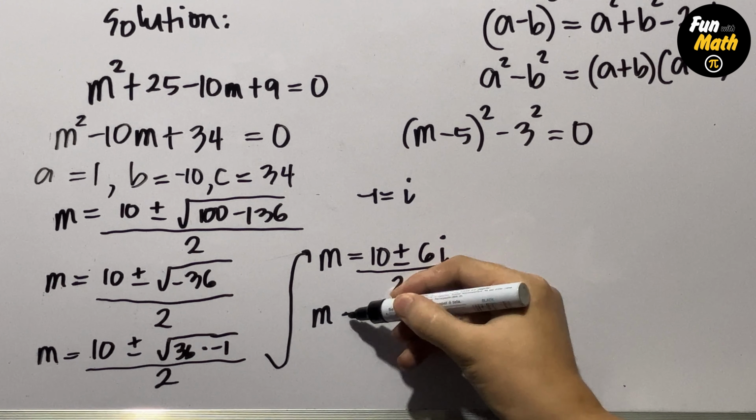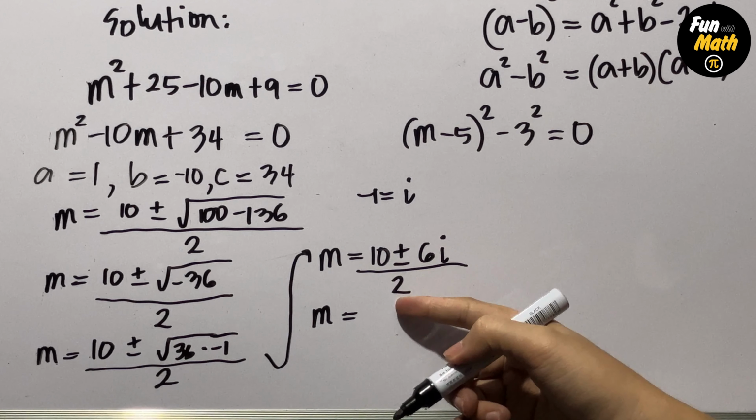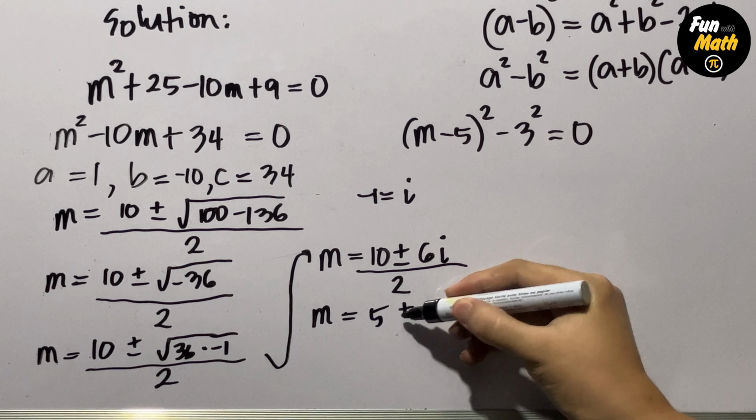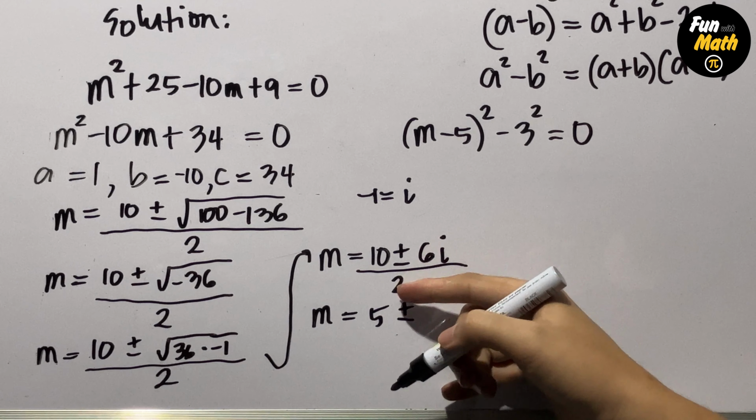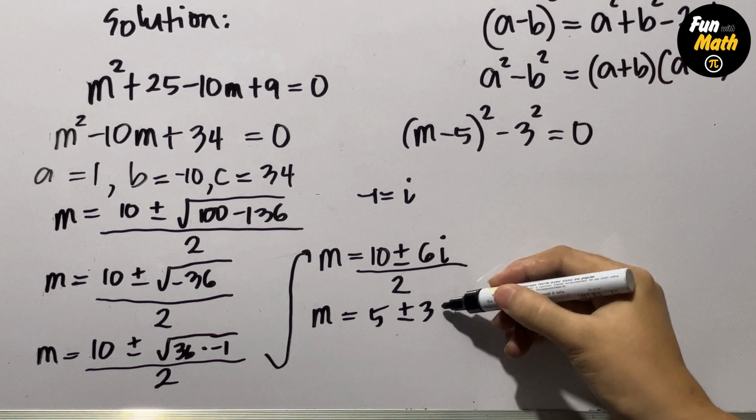And then m is equal to 10 divided by 2, that is 5, plus or minus 6 divided by 2, that is 3. Copy the i.